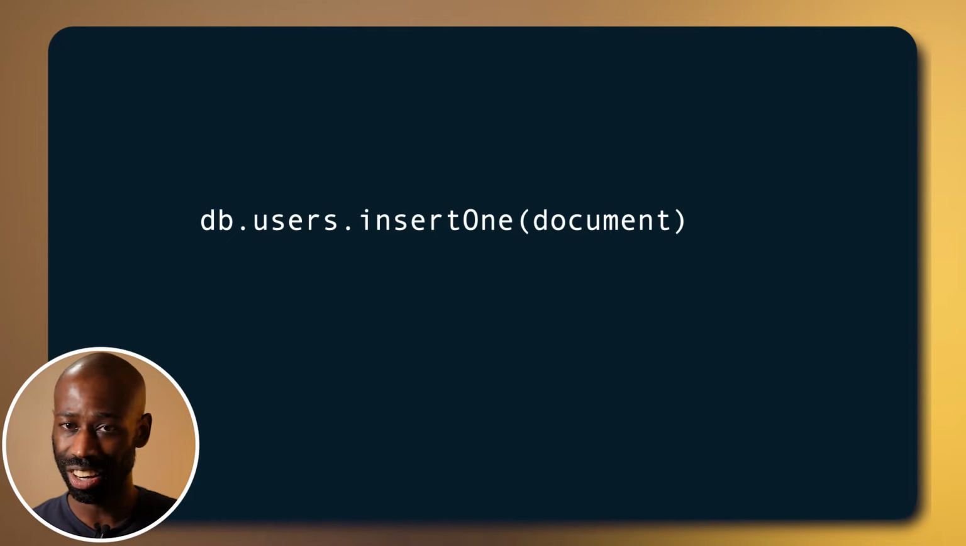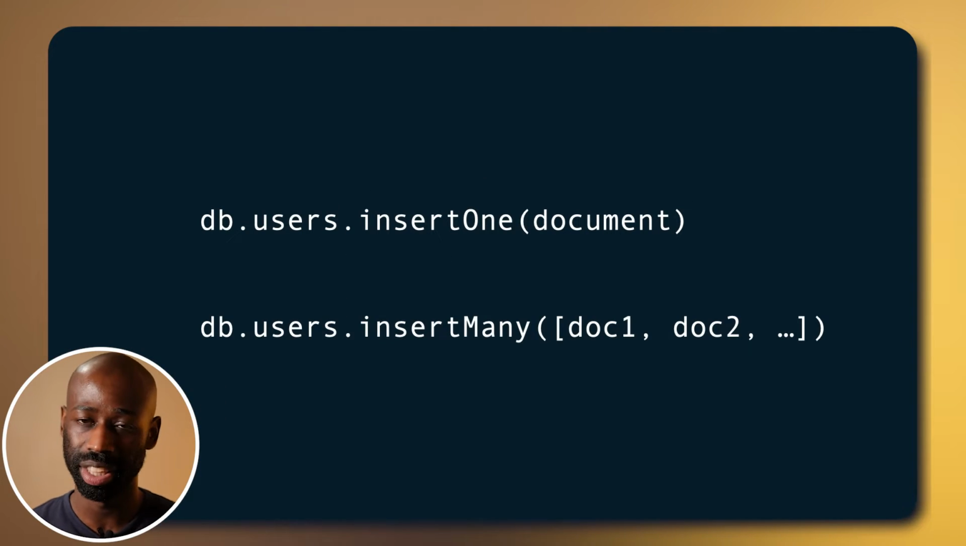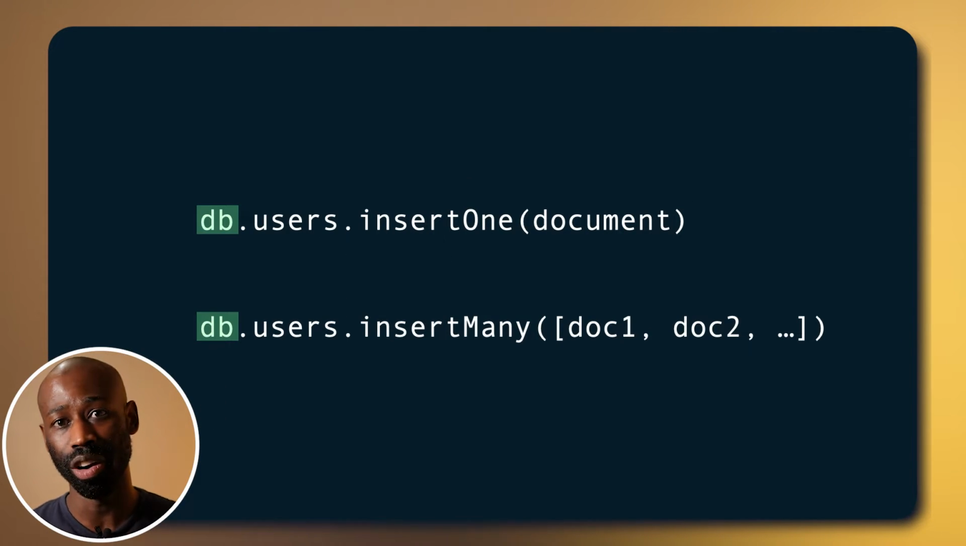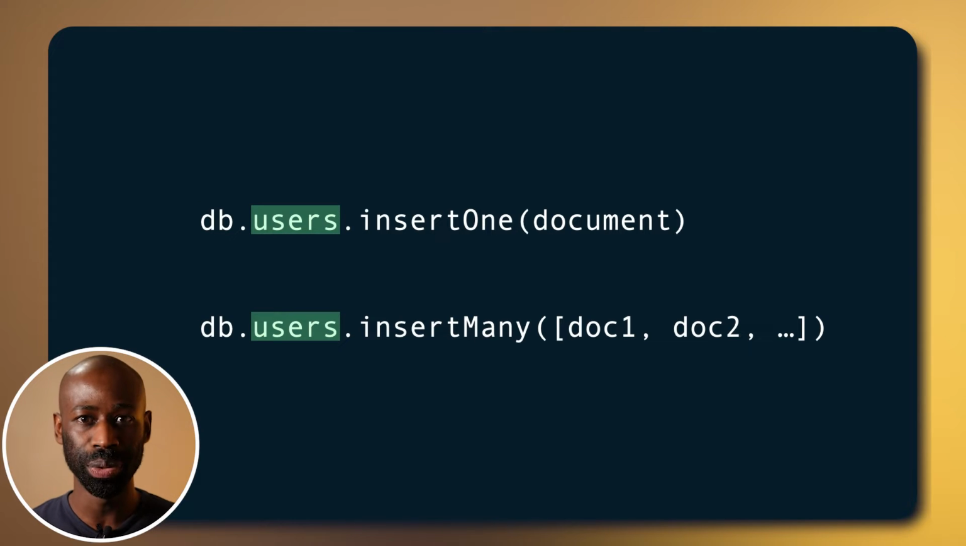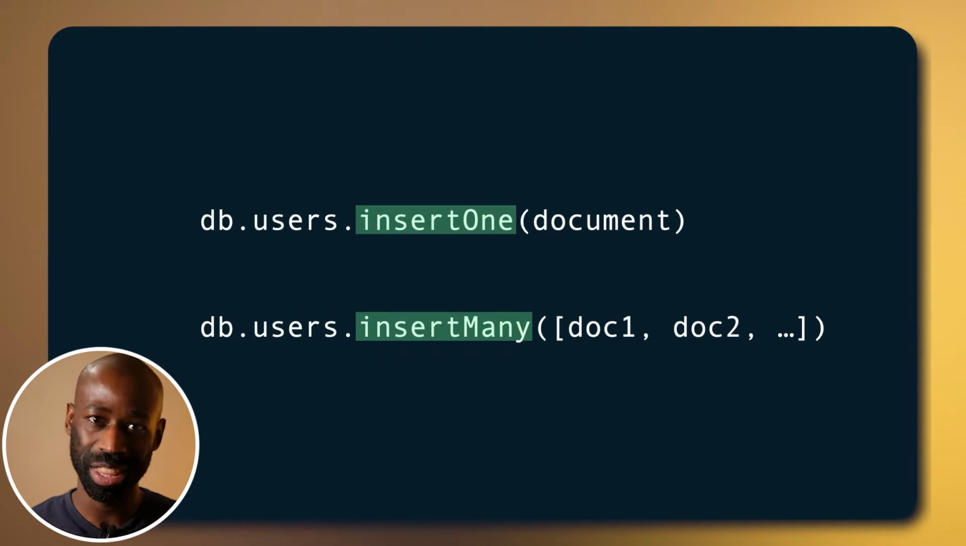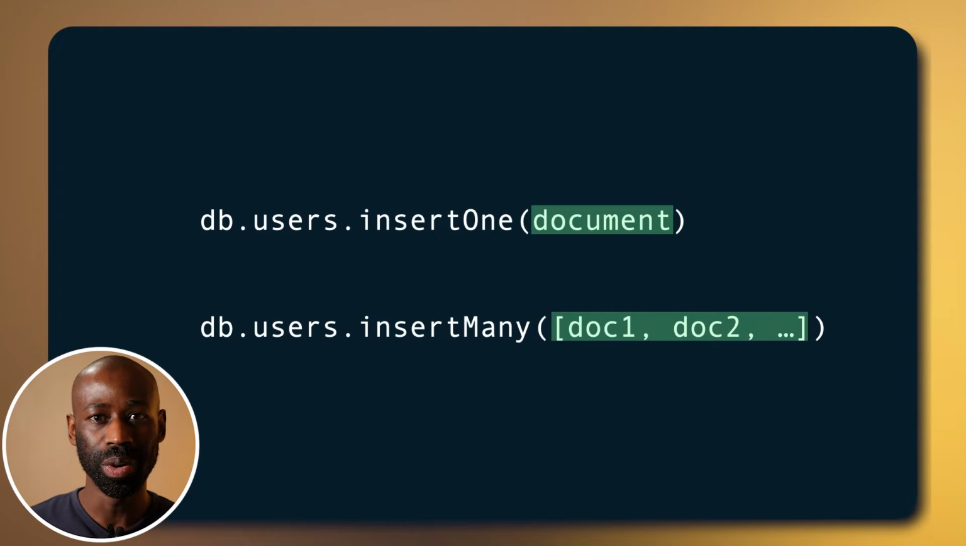The two commands are very similar. They both start with db, followed by the name of the collection. In our example, we'll use the users collection, then the function name and the parameter. insertOne takes a single document as parameter, and insertMany takes a list of documents as parameter.